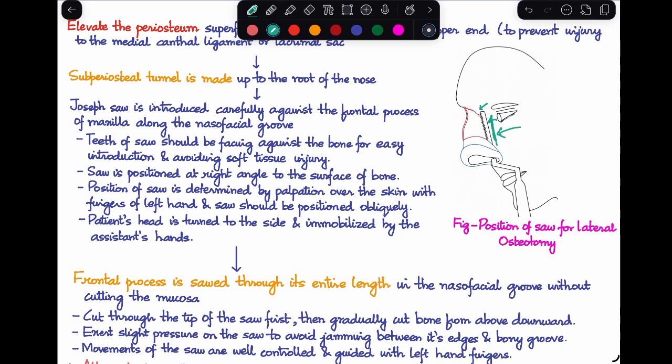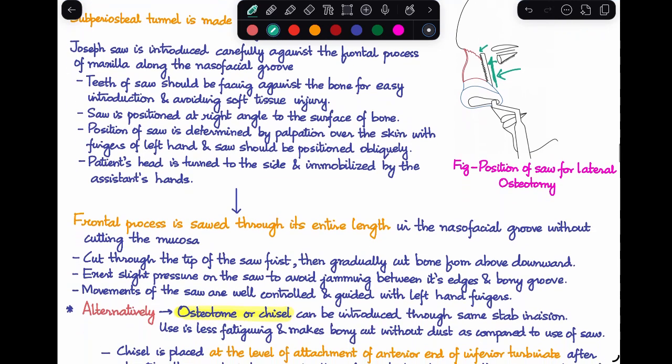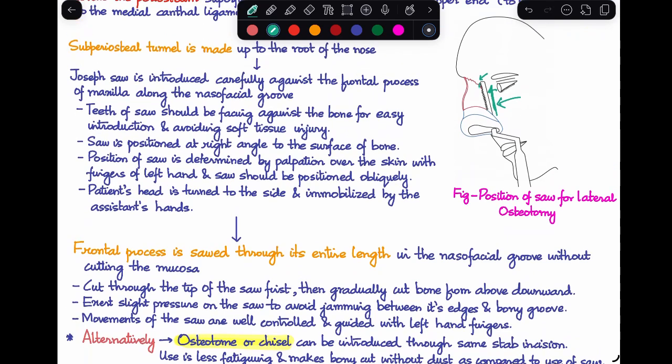Next, we'll place the saw such that it is at a right angle to the surface of the bone. Since we are doing this in the internal approach and we are not able to see this, we will determine the position of the saw by palpating over the skin with the help of our left hand. And you have now positioned the saw properly. Then the patient's head is turned to the side and immobilized with the help of your assistant. Next step would be the frontal process that you're seeing over here. This portion over here, the frontal process, is sawed through its entire length in the nasofacial groove without cutting the mucosa.